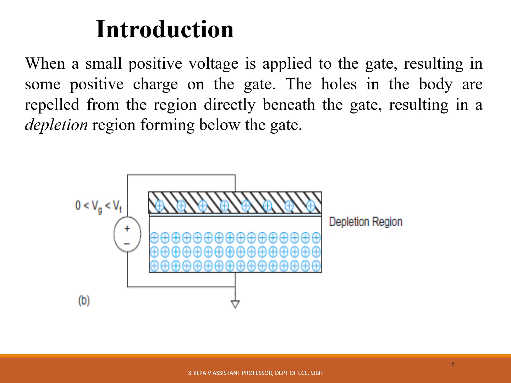Now, as you can see in the figure, we start applying a small positive voltage at the gate terminal, which results in some positive charge on the gate. The holes in the body are repelled from the region directly beneath the gate, resulting in a depletion region forming below the gate. This region is depleted of charge carriers, so we call it a depletion region.